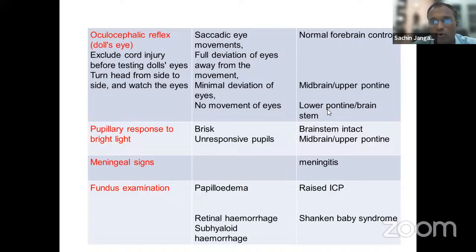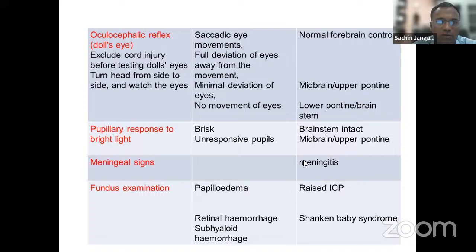If there is minimal deviation, it may be midbrain or upper pontine injury. Check for the pupillary response to the bright light. If it is brisk, then the brainstem is intact. If pupils are unresponsive or dilated, it may be midbrain or pontine injury. Check for the meningeal signs, which can point towards meningitis.